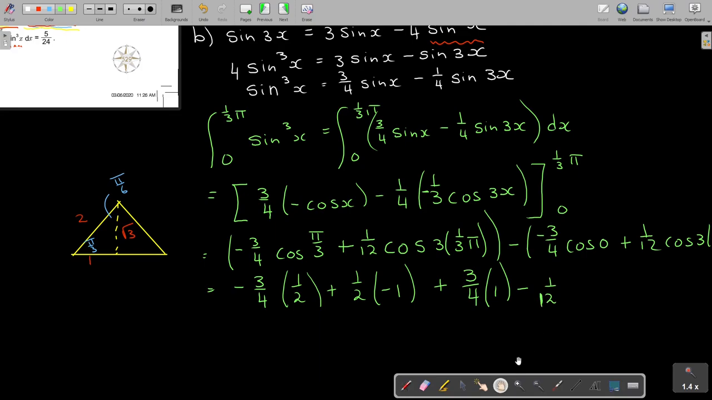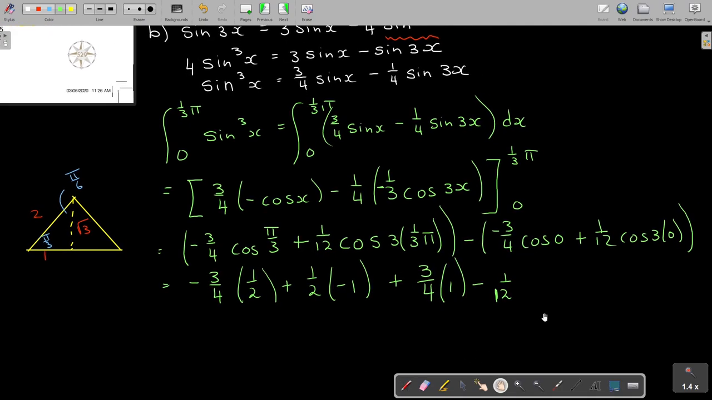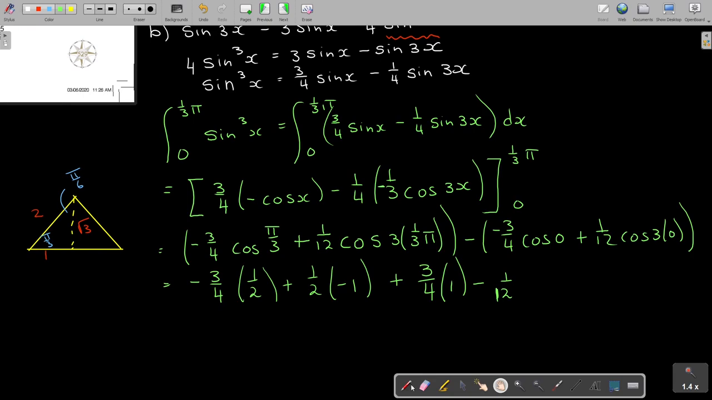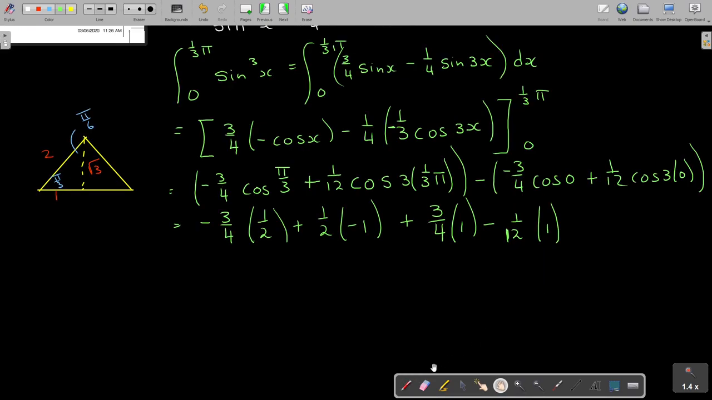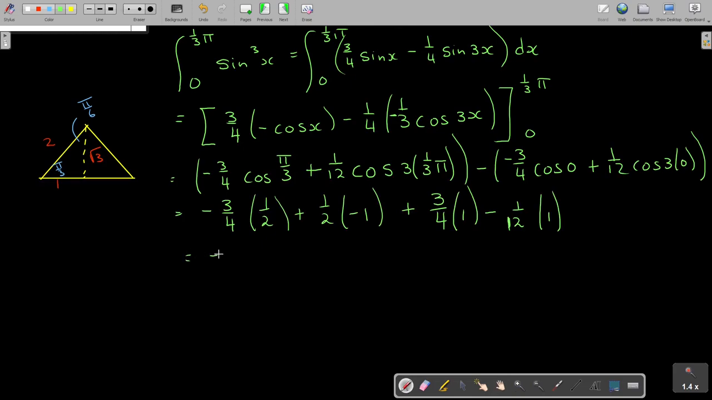And don't forget that 2. And then again, cos 0. What did you say is cos 0? That is 1. And now I'm basically ending up with negative 3 over 8. Look there, I don't know why I forget that. Negative 1 over 12 plus 3 quarters minus 1 over 12. My final answer is 5 over 24.